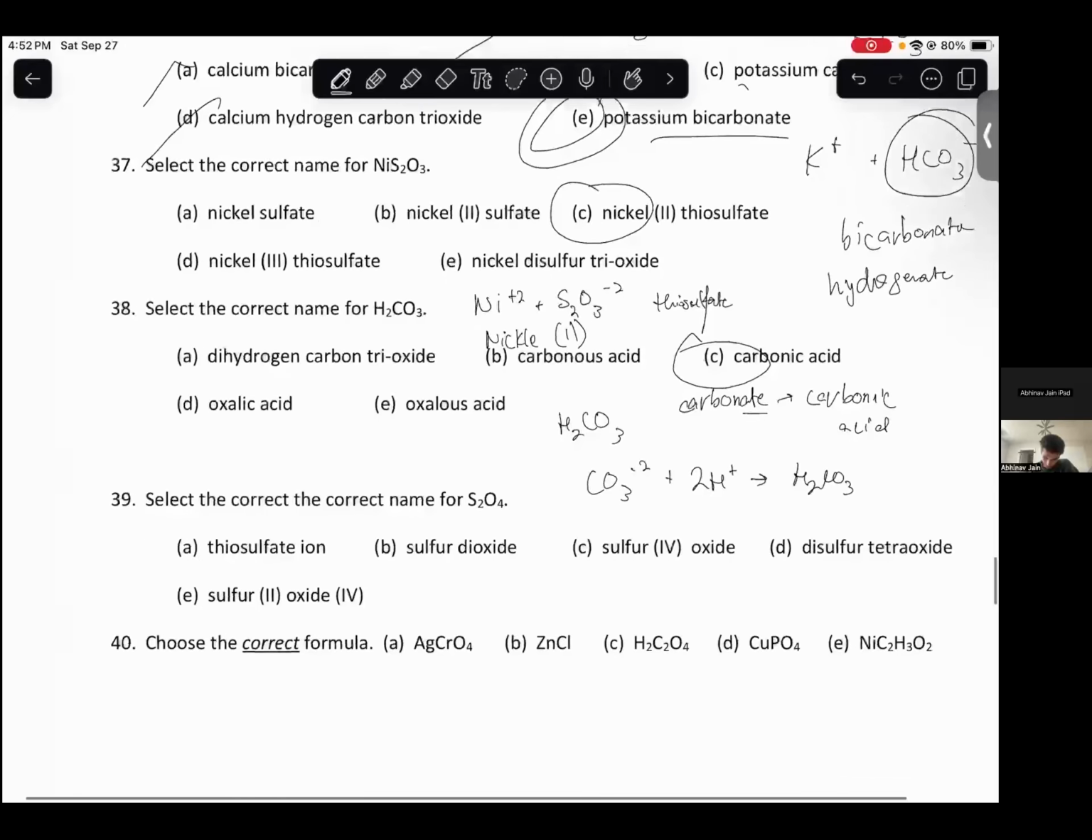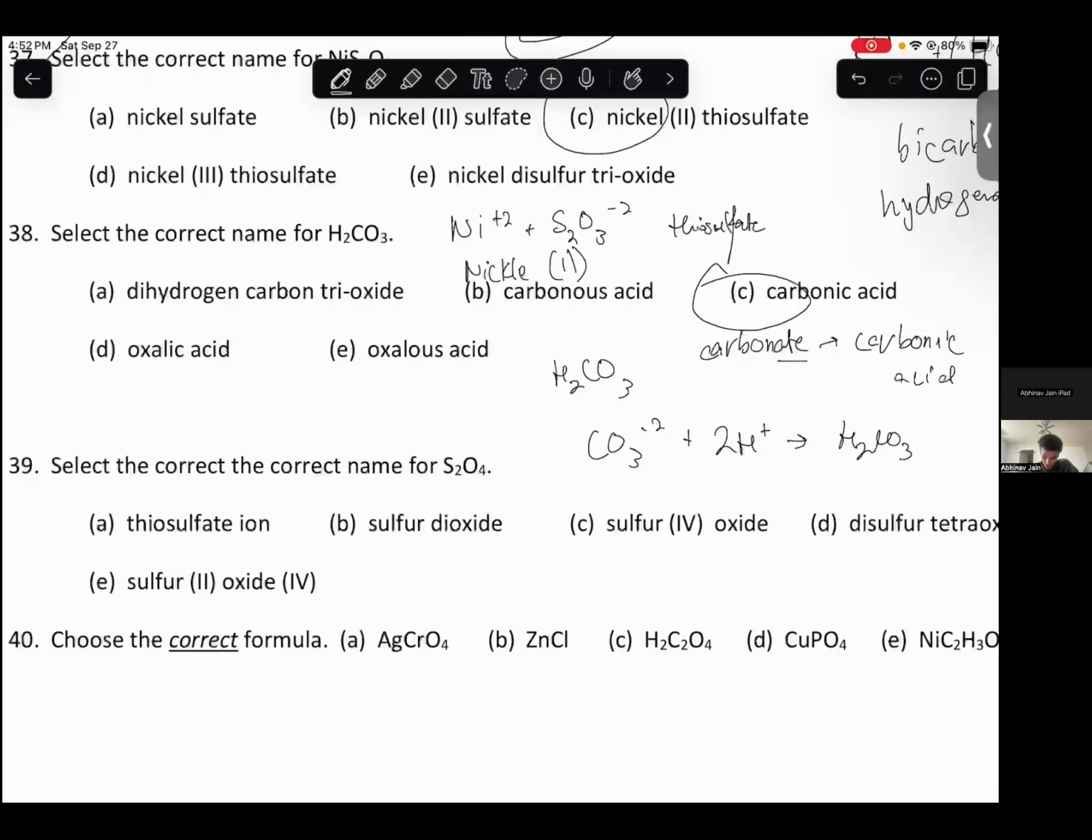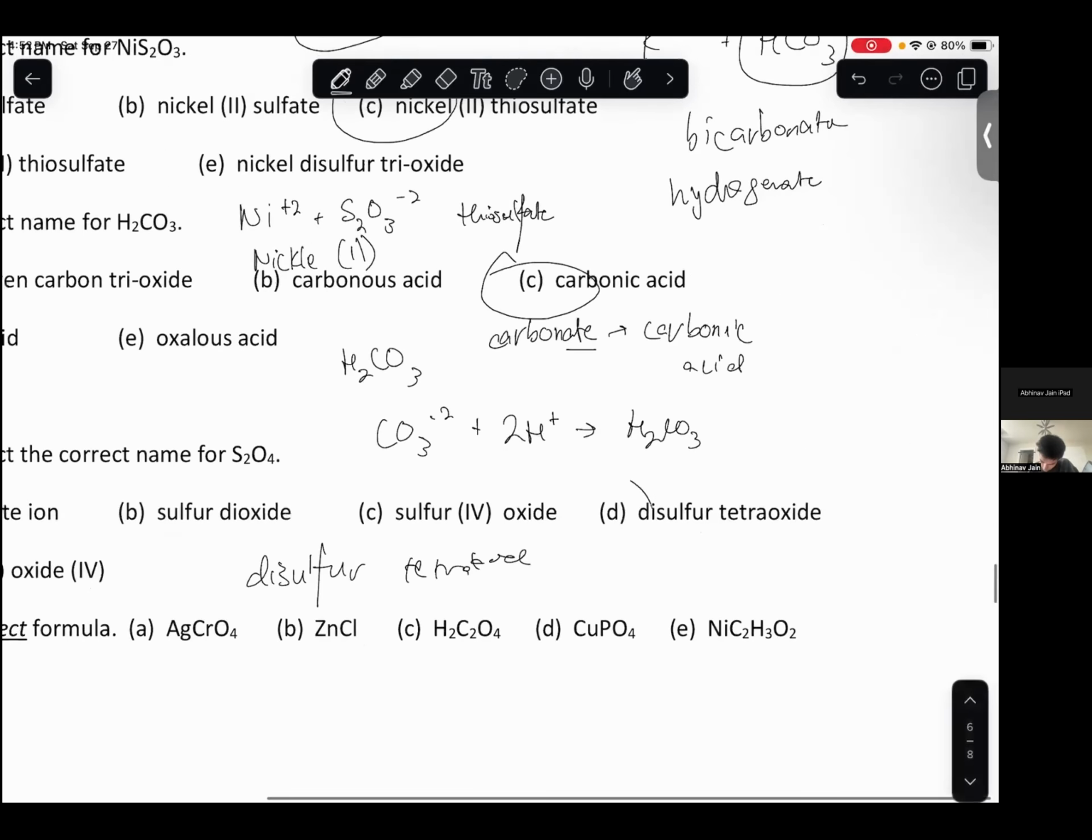Select the correct name for S2O4. S2O4, this is going to be a typical non-metal covalent compound. It's going to be disulfur tetroxide. It's going to be D.